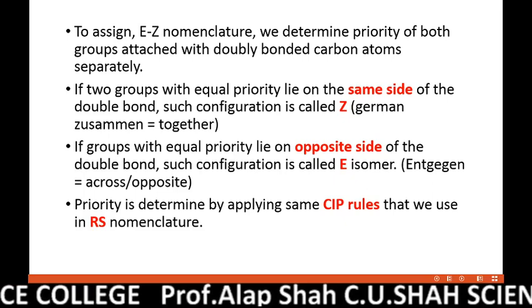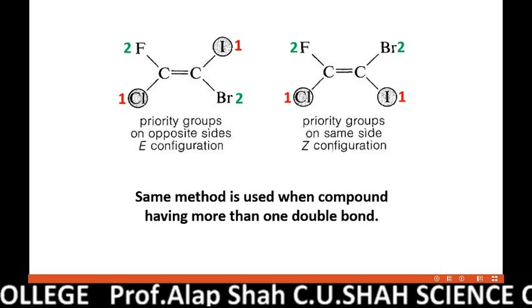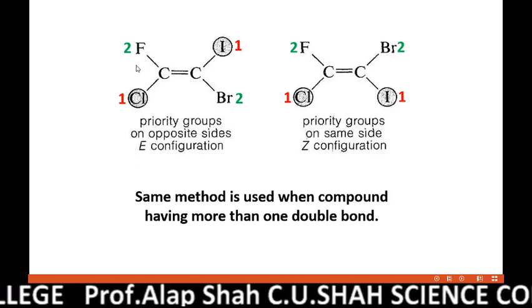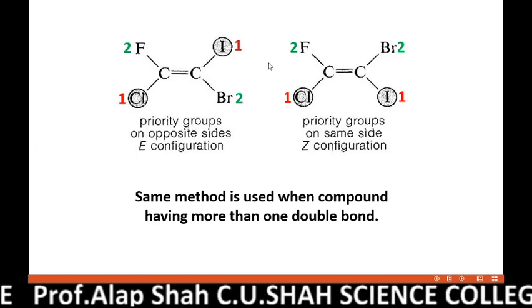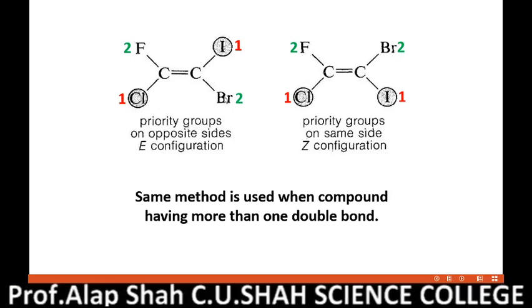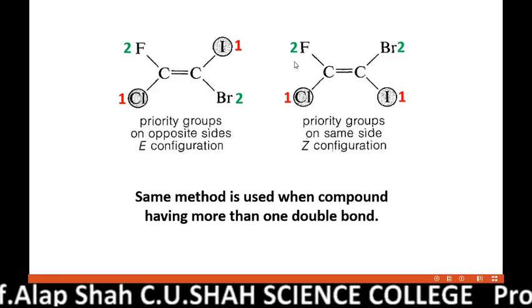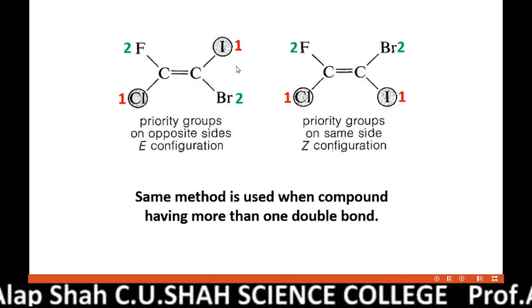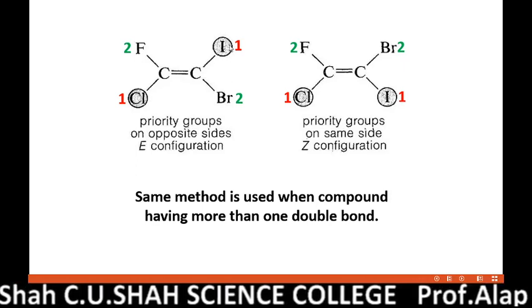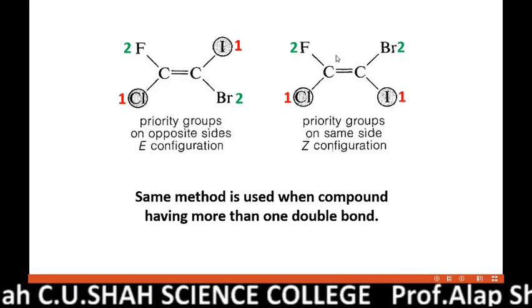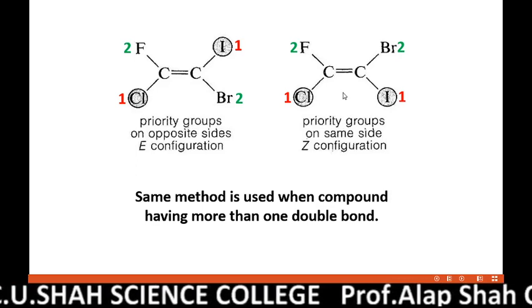So let us try to understand this thing by example. You can see that this and this are geometric isomers, because if you compare, the positions of bromine and iodine are altered here. So these two are geometric isomers. Moreover, fluorine, chlorine, bromine and iodine, all four are different. So they cannot be defined as cis or trans.